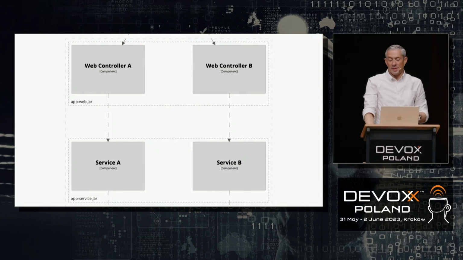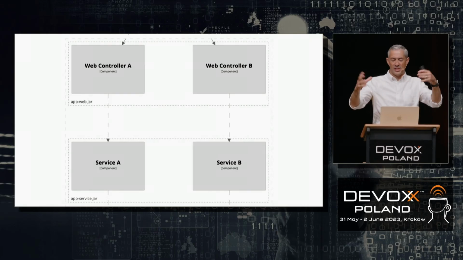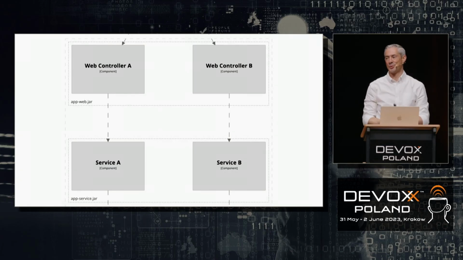And of course, you could do something similar. You could say that, well, the web controller components sit in this specific jar file. Again, it's an organizational construct. And that's absolutely fine to show on your architecture diagrams.